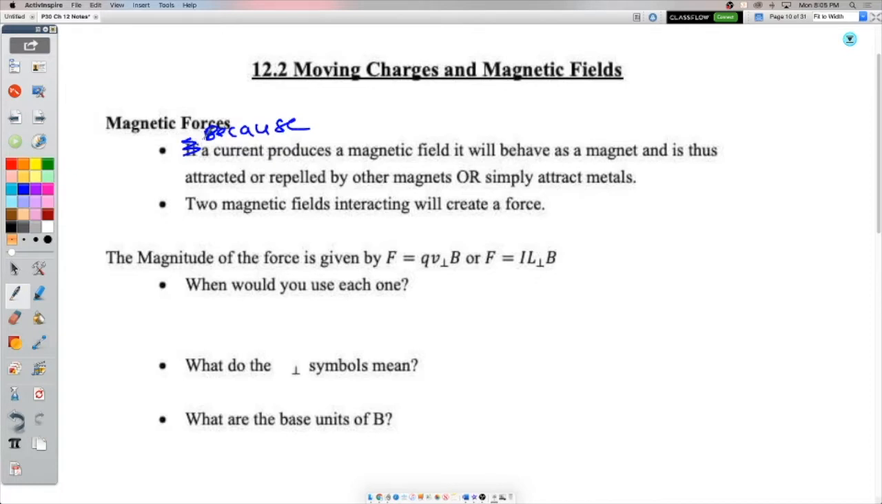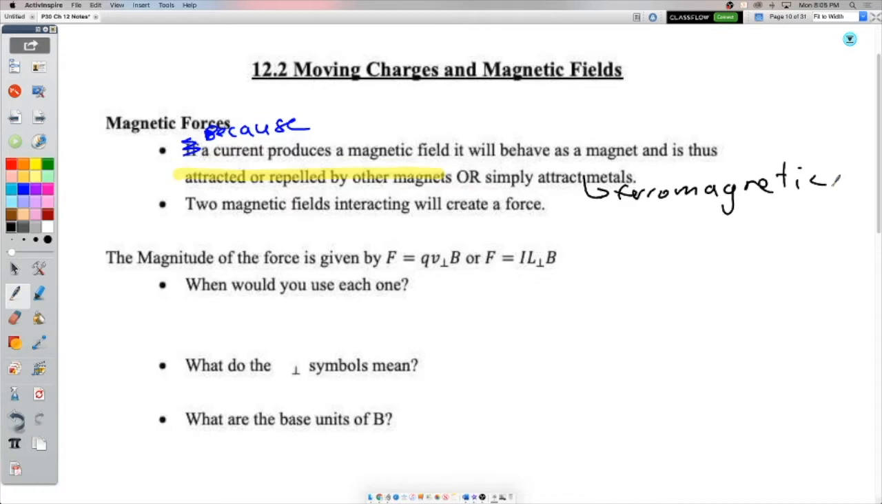As soon as you have a magnetic field, that thing's now a magnet and is thus attracted or repelled by other magnets, okay? Or it might attract metals, okay? Not all metals though. Ferromagnetic metals, right? Not any old metal. It won't attract aluminum, for example. It needs to be ferromagnetic, which we talked about before.